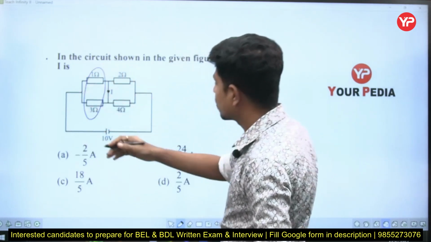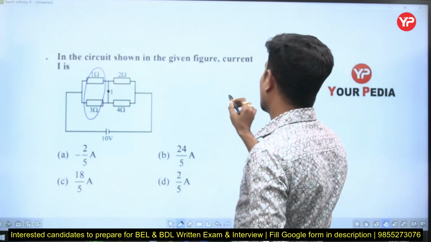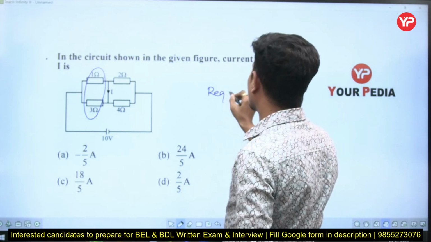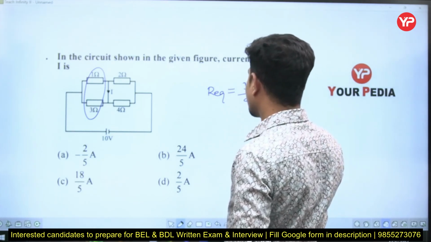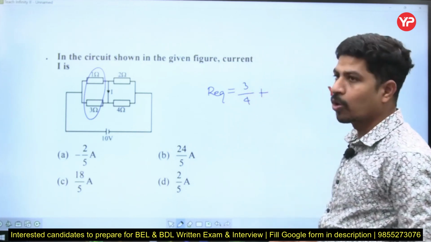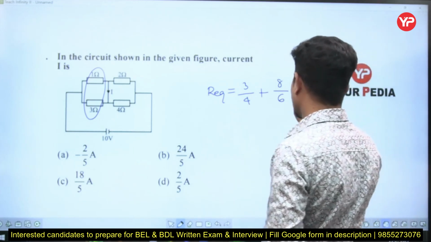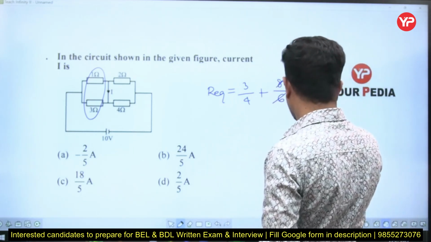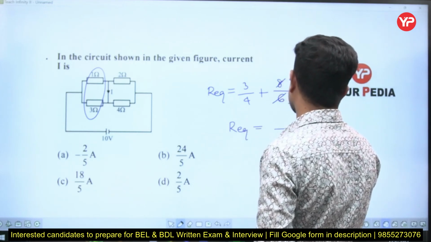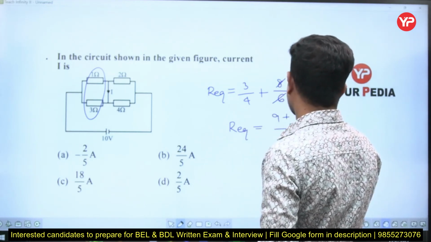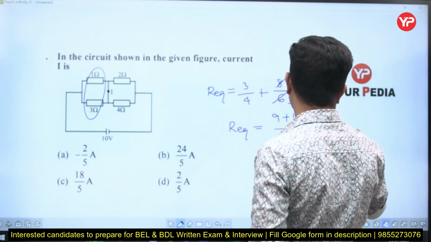First of all, let's find the total current. Those are in parallel: 1 in parallel with 3, and 4 in parallel with 2. So what is the total equivalent resistance? It is 1 in parallel with 3, which is 3 by 4, plus 2 in parallel with 4, which is 2 into 4 by 2 plus 4, 8 by 6. So 3 by 4 plus 4 by 3. R equivalent is equal to 9 plus 16 by 12, this is 25 by 12 ohms.